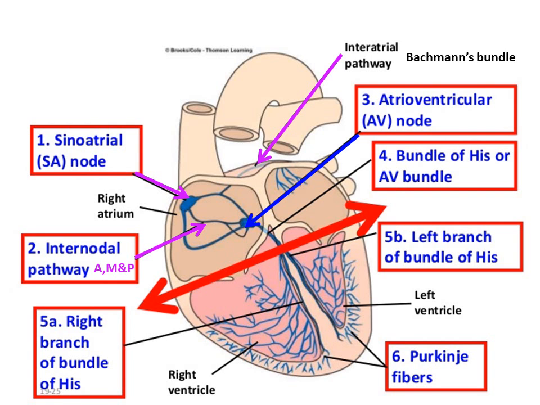AV node in turn gives rise to the bundle of His or AV bundle. This bundle runs along the membranous part of the interventricular septum. At the upper end of the muscular interventricular septum, it divides into right branch of bundle of His and the left branch of bundle of His. Finally, these branches divide into minute branches, that is the Purkinje fibers.